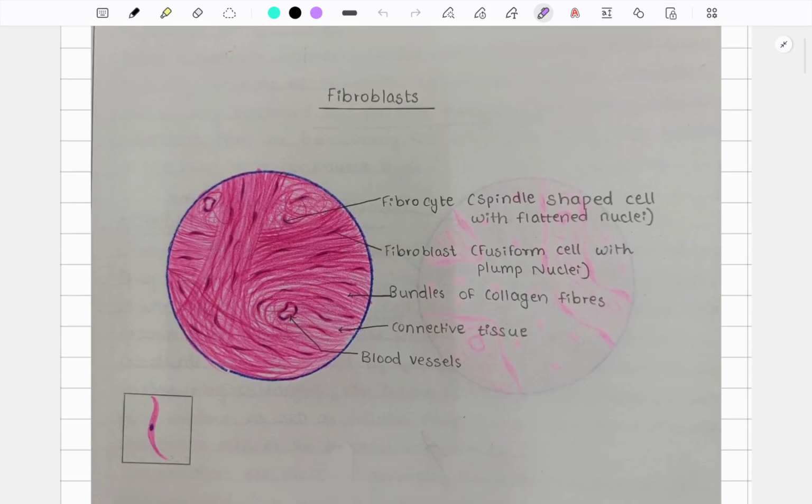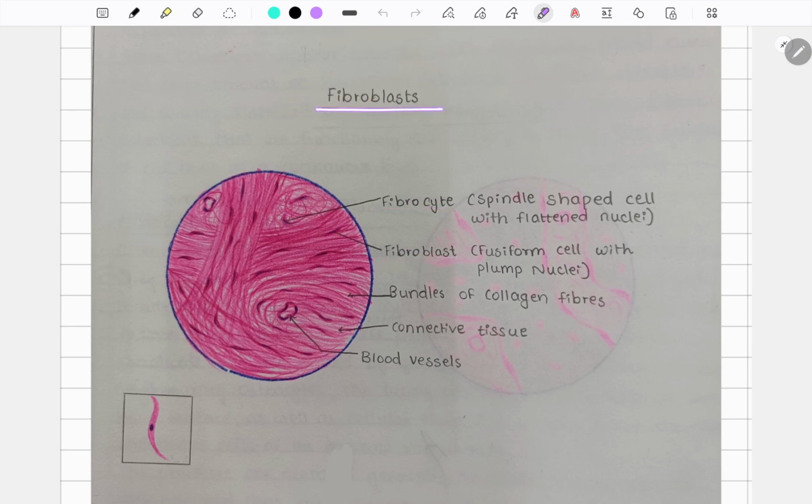The second slide is on fibroblast. So fibroblast will be seen as spindle shaped. See, these are spindle shaped cells. It will be a spindle shaped cell with elongated nucleus and will be in the connective tissue. So this is the connective tissue. You can see bundles of collagen fibers and you can see spindle shaped fibrocytes and fibroblasts.